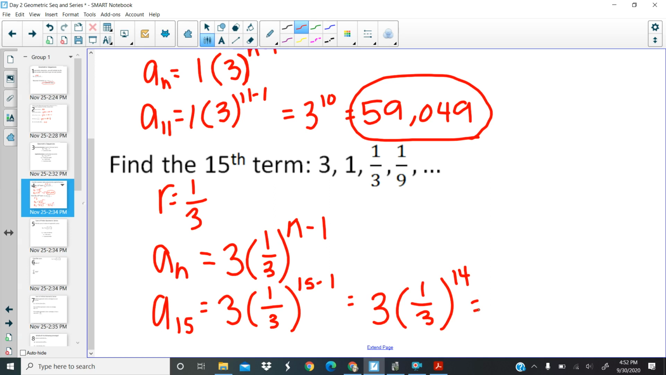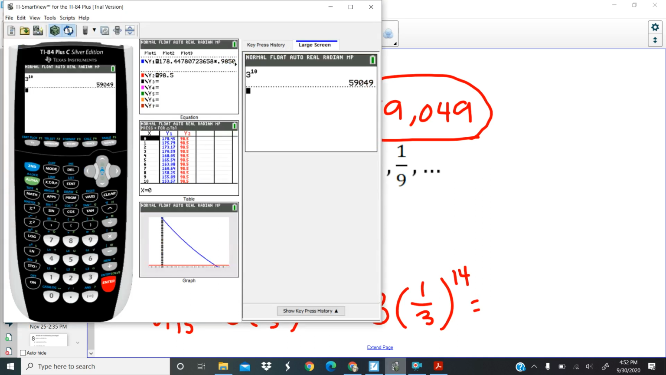But let's go ahead and type it into the calculator anyway. So I had 3 times 1/3 to the 14th power. And yeah, you get something in scientific notation whenever you do that. So let's just see if it'll change it to a fraction for us. I'm not sure if it does. No, that's not even going to change it to a fraction for us. So it's just going to be a really, really small number in this case.